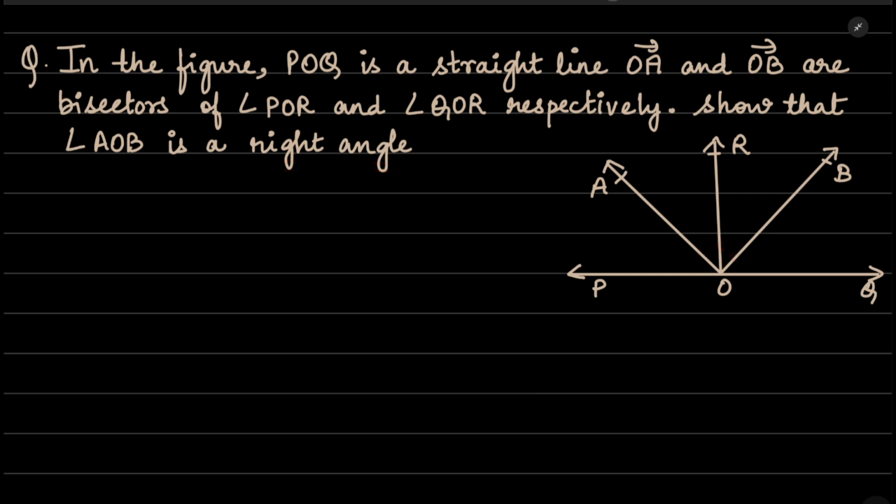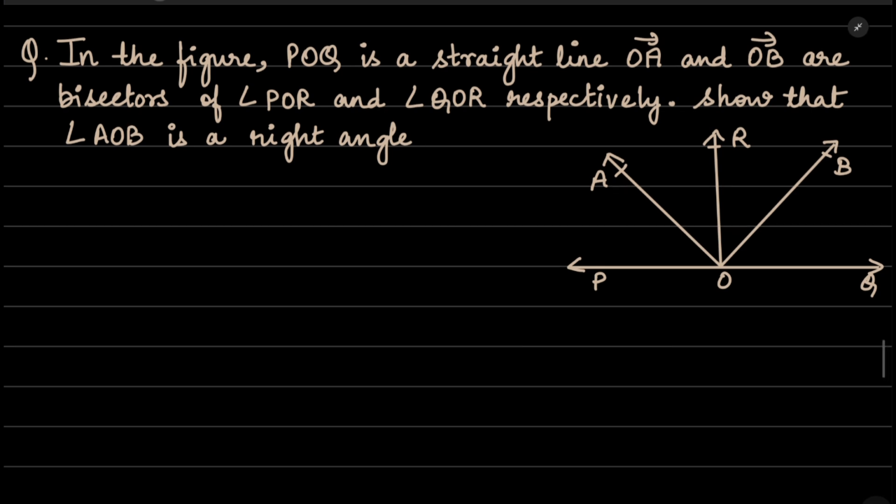Okay, let's go ahead and do it. Whenever you are given such questions, make sure you understand the question and let's demarcate it. This is equal to this, and OA is the bisector, so POA is equal to AOR. These two are equal. Now let us start our solution.